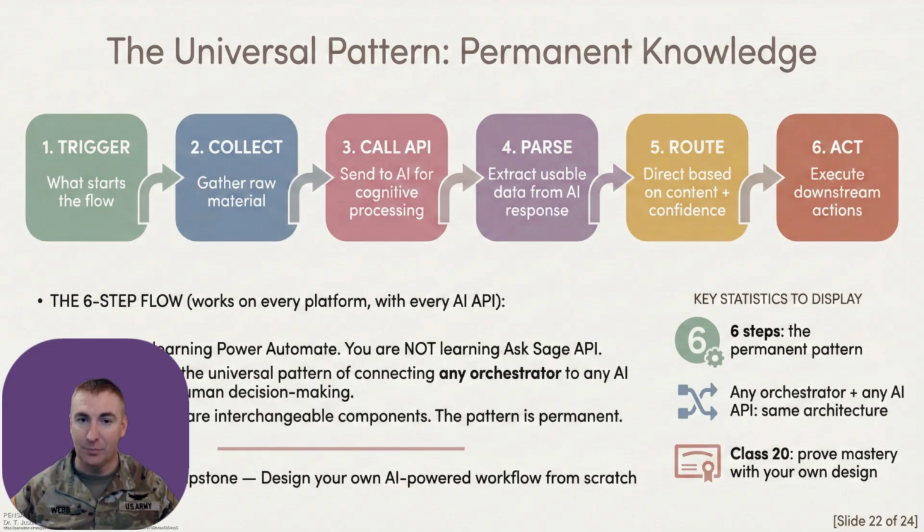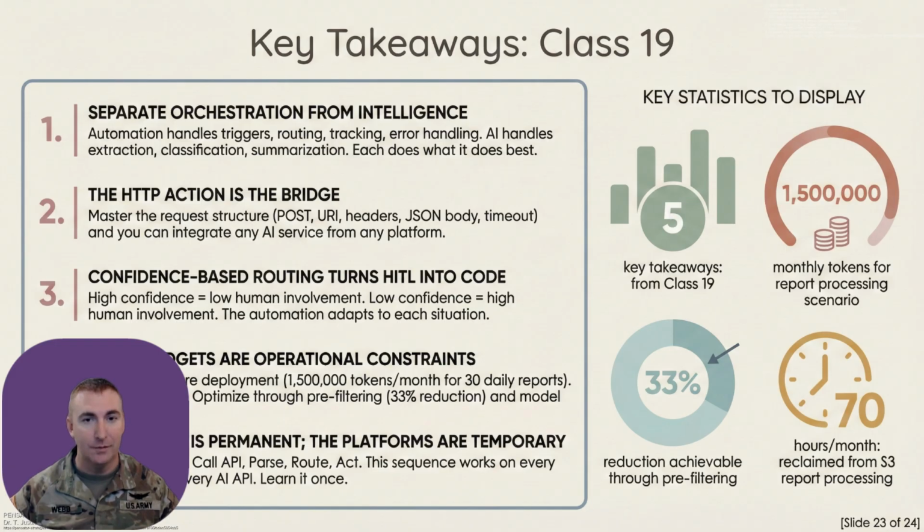Here is what you should remember from today. 5 principles. Separate orchestration from intelligence. Each component does what it does best. The HTTP action is the bridge between any platform and any AI. Confidence-based routing turns human-in-the-loop policy into executable code. Token budgets are hard operational constraints. Calculate, monitor, optimize. And the pattern is permanent. The platforms are temporary. Trigger, collect, call API, parse, route, act.